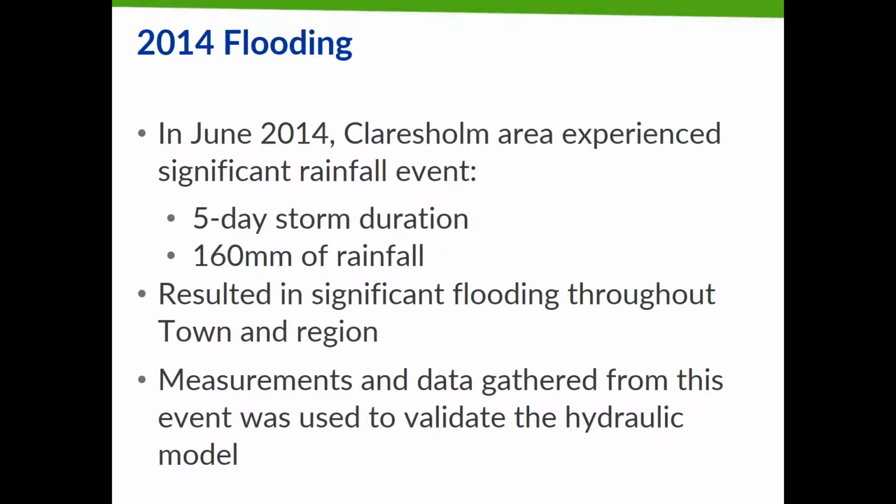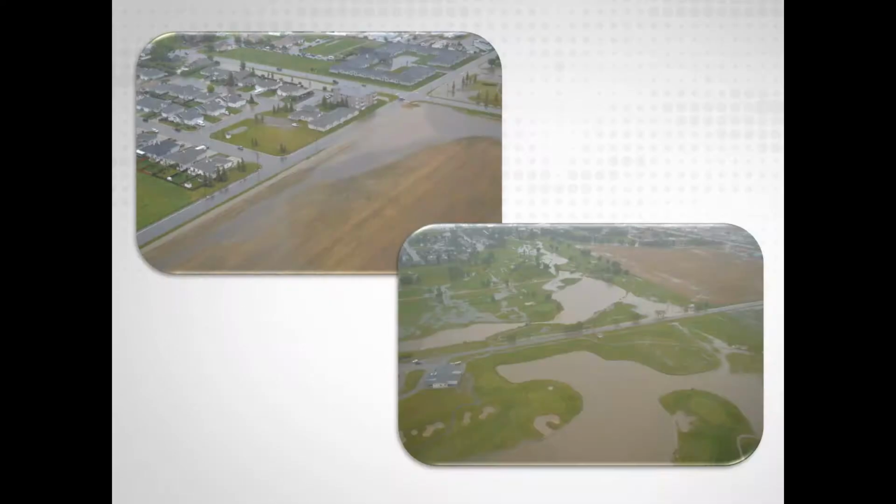And it consisted of a 5-day duration storm with 160 millimeters of rainfall, and resulted in significant flooding throughout the town and the region. And while we were underway with the stormwater management plan, we were able to take measurements and gather data from this event and use it in our hydraulic modeling for the project. So here you can see a couple of photos that were taken during this flood event where extensive overland flooding occurred throughout the town.